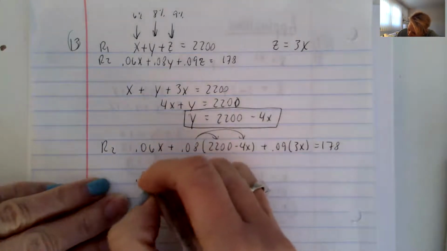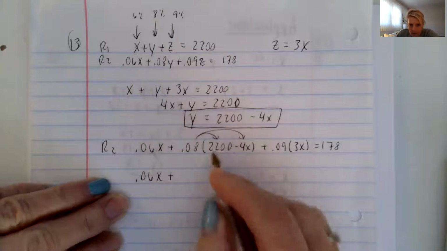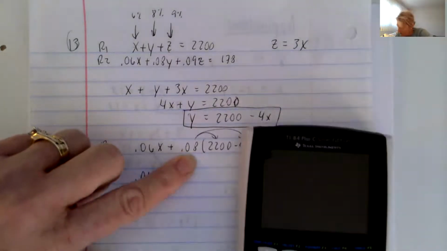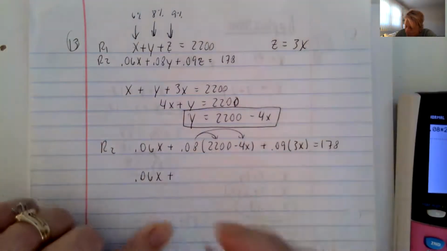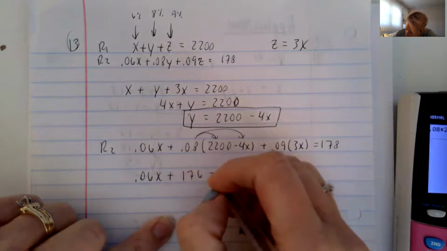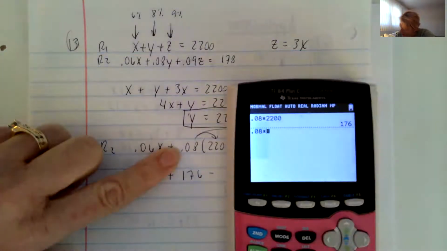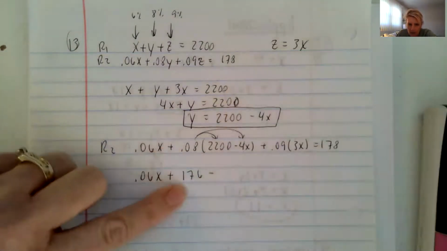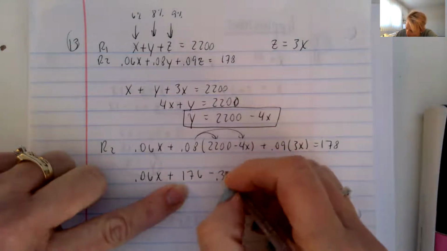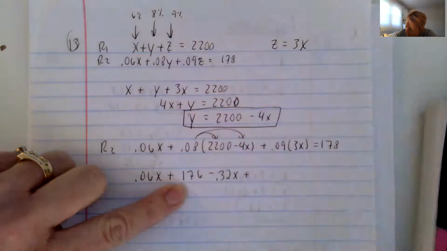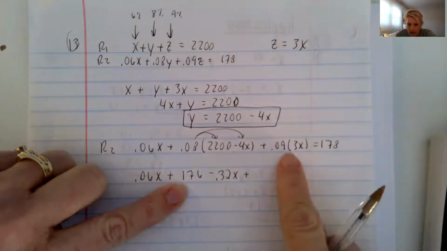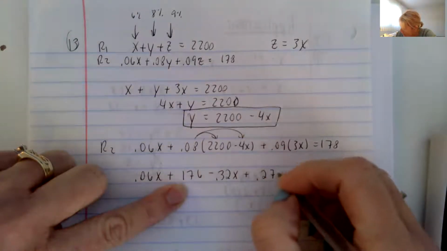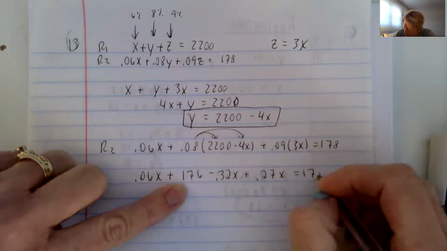So let's do that. 0.06x plus distributing this, 0.08 times 2200 is 176. So plus 176 minus 0.08 times 4 is 0.32, so minus 0.32x plus 0.09 times 3 right here is 0.27x equals 178.